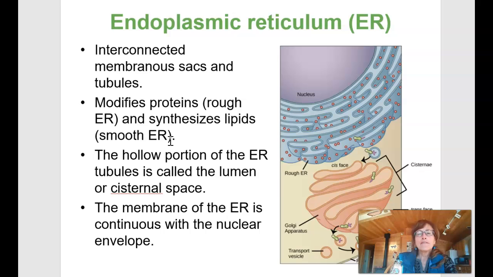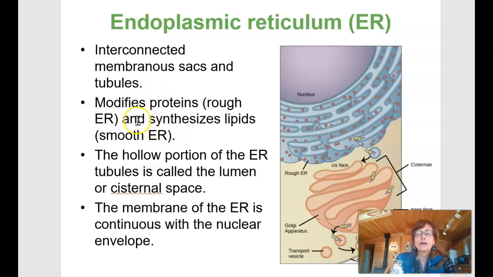The biggest, most obvious thing, though, when we look at the endomembrane system is this thing called the endoplasmic reticulum, or ER for short. Endo means within, plasmic has to do with cytoplasm, and reticulum, if something's reticulated, it's kind of like it weaves back and forth. So this is made up of a bunch of membranes that weave back and forth. They form these tubules and sacs, and their main function is to do things with proteins and lipids.